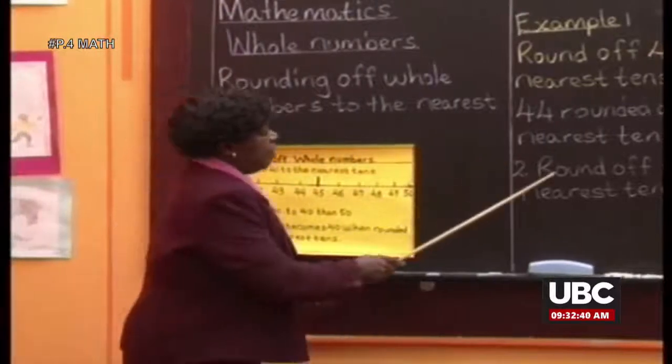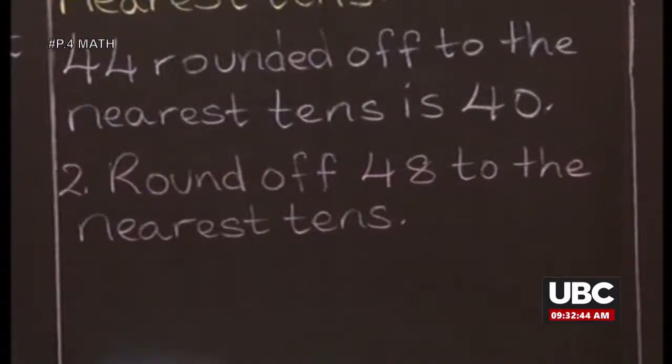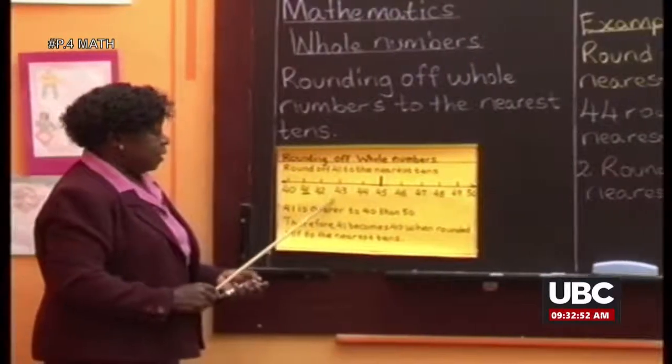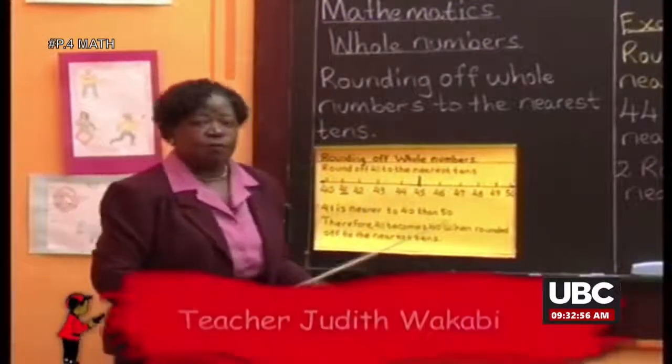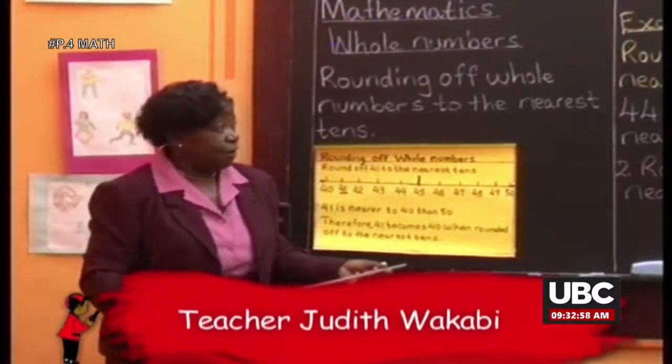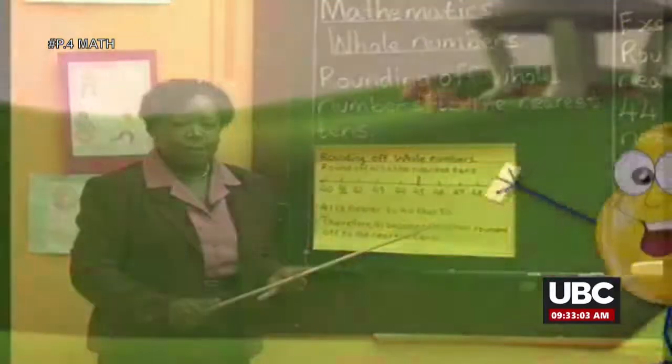It reads, round off 48 to the nearest tens. Look at our number line and try to trace where 48 is. Let's go for our break as we think about the right answer. Enjoy your break.